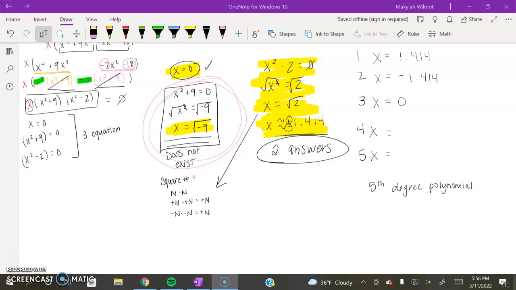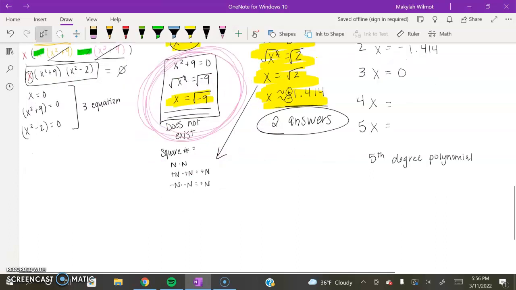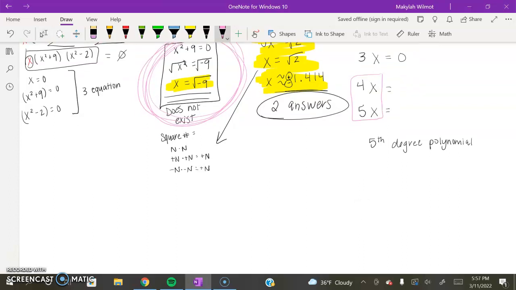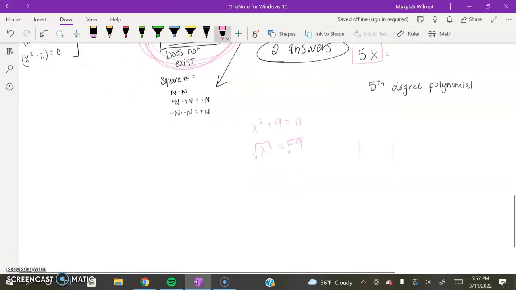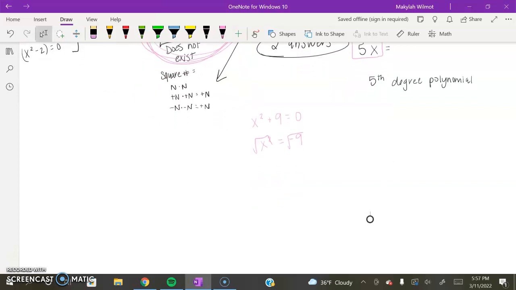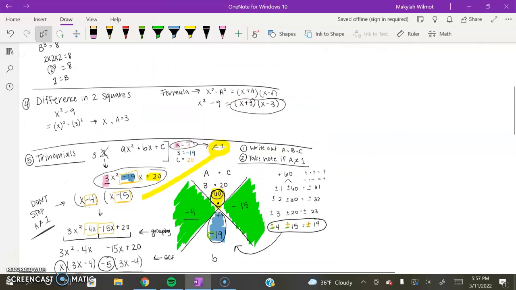Okay, so for this part, we are going to talk about this section right here, which will get us our fourth and fifth x that we need. So here we have x squared plus 9 equals 0. And just a reminder, we did x squared equals negative 9. We took the square root. And we cannot do this because, oh dear.